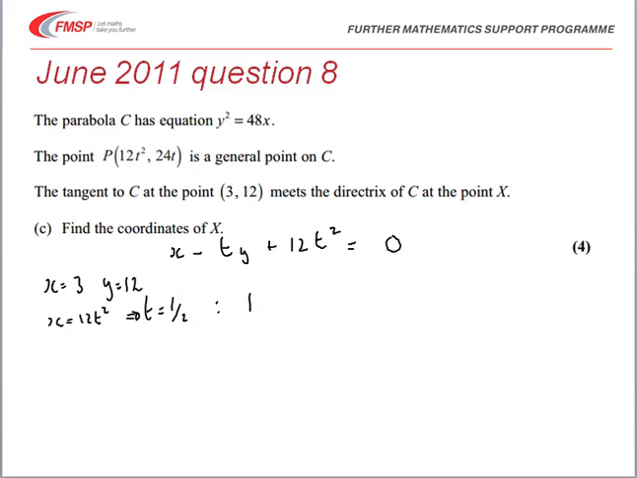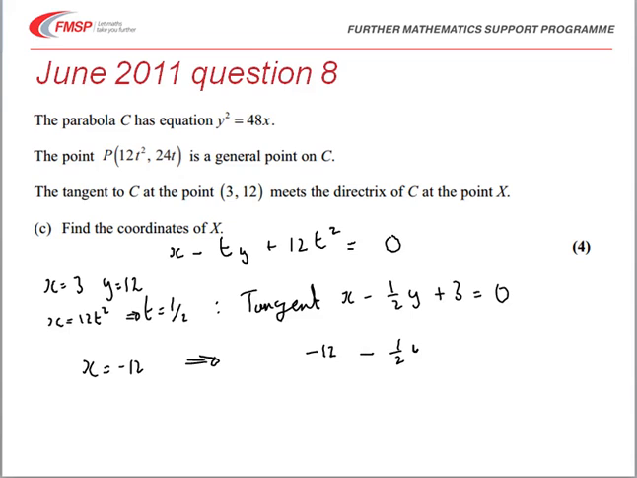So therefore the tangent that we're talking about is x minus 1/2 y plus 3 is equal to 0. So it's just simply substituting the value t equals 1/2 into the equation of the tangent that we found in part B. The directrix is at x equal to -12, and so substituting that into this tangent equation, -12 minus 1/2 y plus 3 equals 0, and that can be rearranged to show that y is equal to -18. So put those two things together, X has coordinates -12, -18.